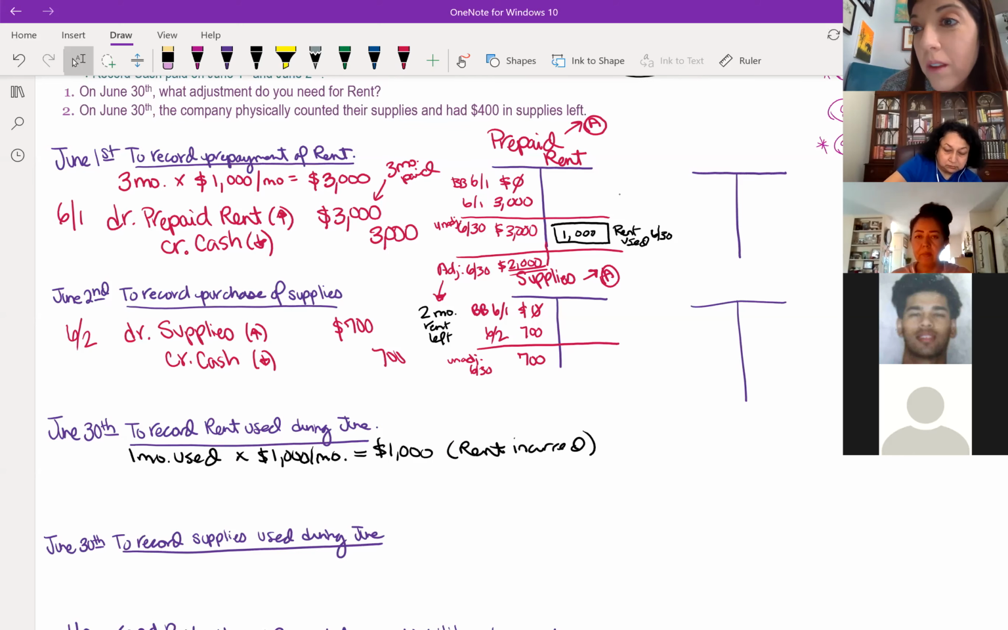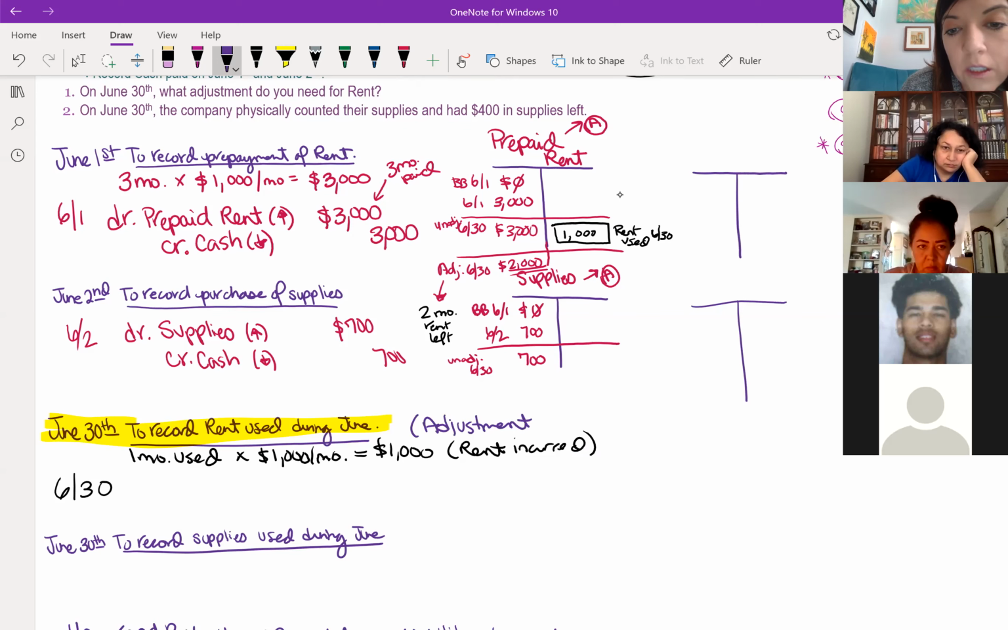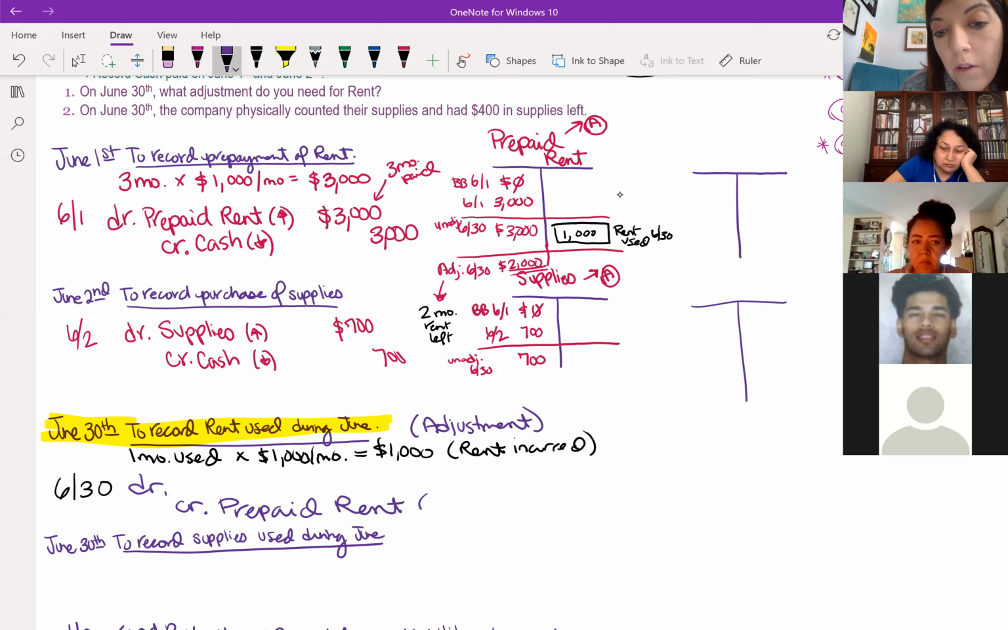Where am I going to record this $1,000? We know half of it, right? I know that on June 30th, my adjusting entry, this is my adjustment right here. I'll highlight it in yellow because it's happening at the end of the period. I'm going to credit my prepaid rent account, reducing the asset for the amount used, the amount incurred during the month.